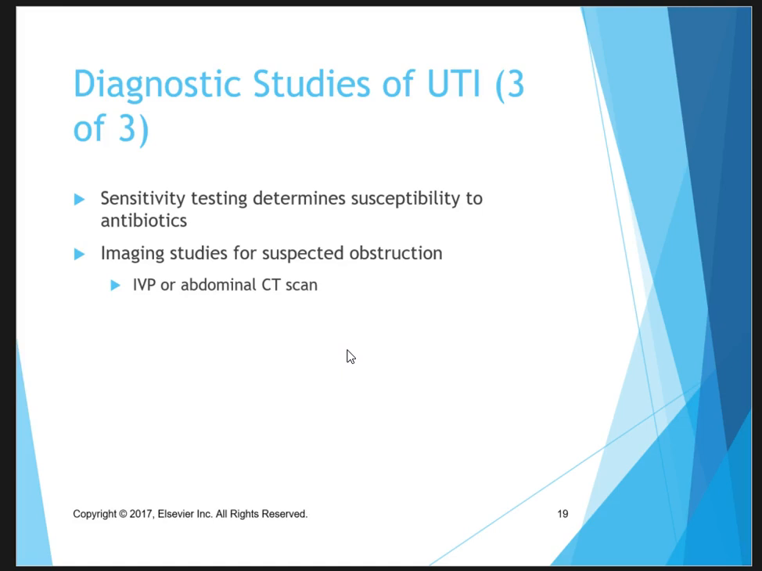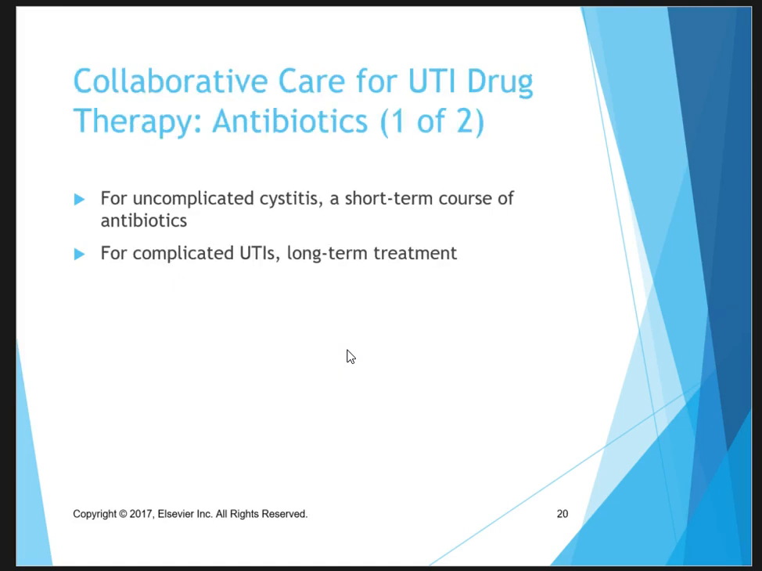Okay, so I mentioned the culture, and then we're going to look at the sensitivity because that's going to determine the best antibiotic for providers to prescribe. If we have a suspected obstruction, then obviously we're going to be moving into some of those other radiographic scans that were on the slides before. When we're talking about treatment for an uncomplicated cystitis, it's a short-term course of antibiotics, usually 7 to 10 days. For complicated, we're going to be talking about more of a long-term treatment.